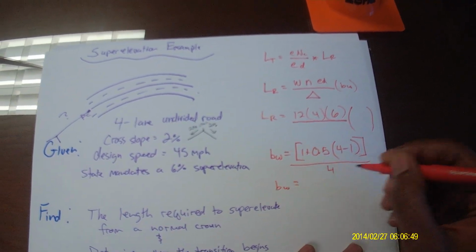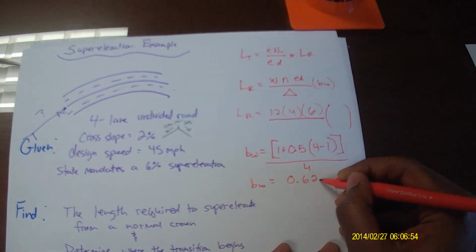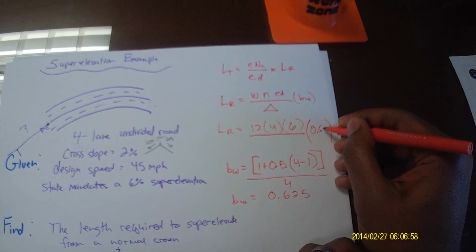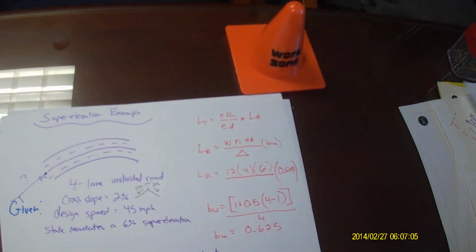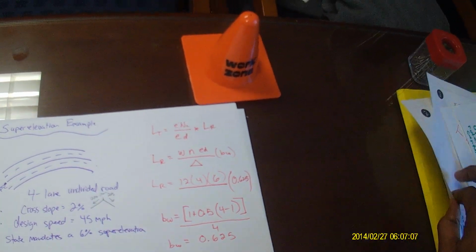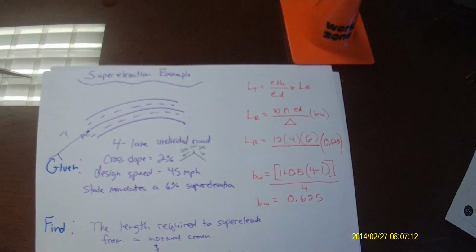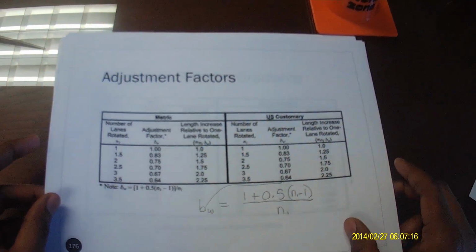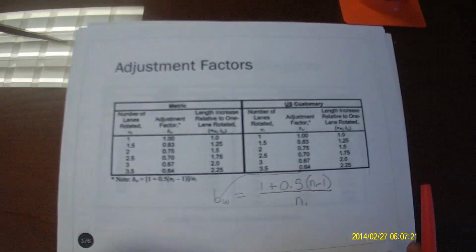And then I end up getting a b sub w equal to 0.625, and that is what I can put in here, 0.625. This can also be looked up in the table, except we don't have 4 lanes in that table that was given to you earlier. If you remember, this table only went up to 3.5, therefore I had to use this equation.